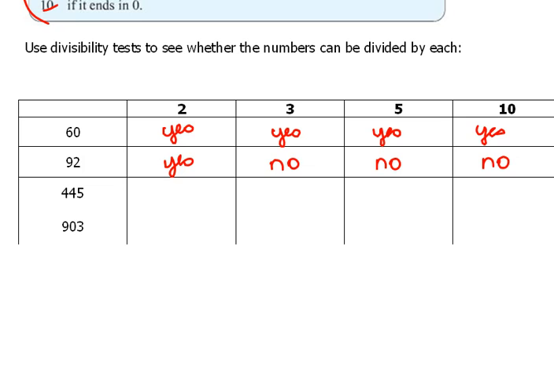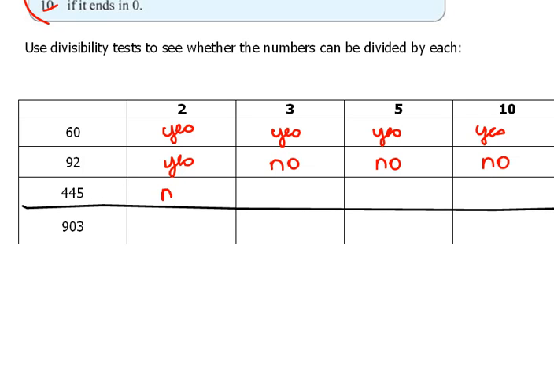Now the number 445. Is that divisible by 2? No, it's not, because it's not an even number. What about 3? Well, 4 plus 4 is 8, plus 5 is 13. 13 is not divisible by 3, so the whole thing is not. Is it divisible by 5? Yes, it is, because it ends in a 5 or a 0. And is it divisible by 10? No, because it doesn't end in a 0. So you just really have to know those tests.